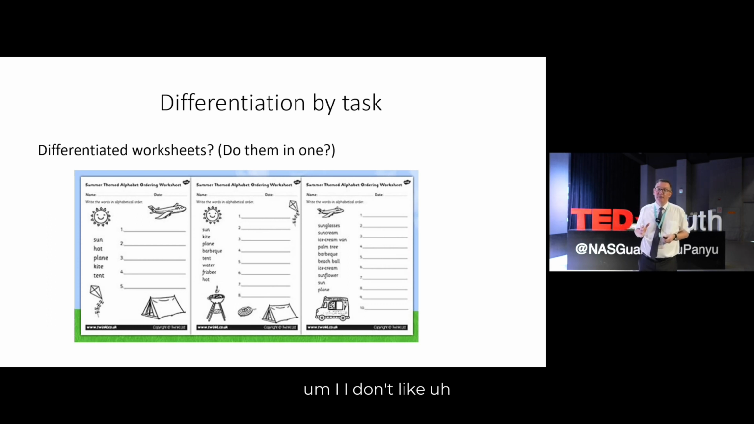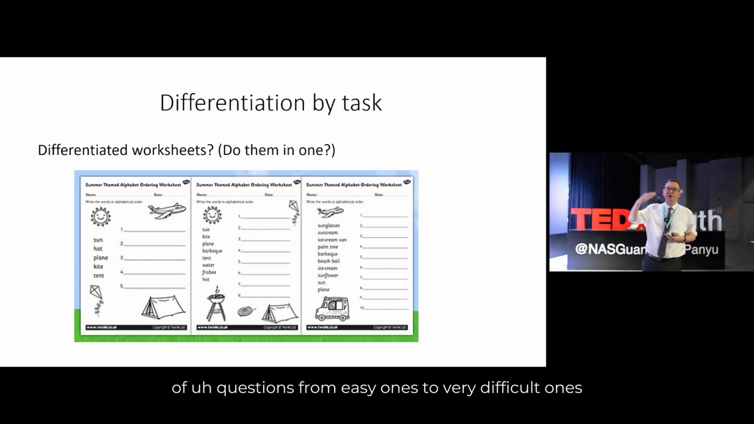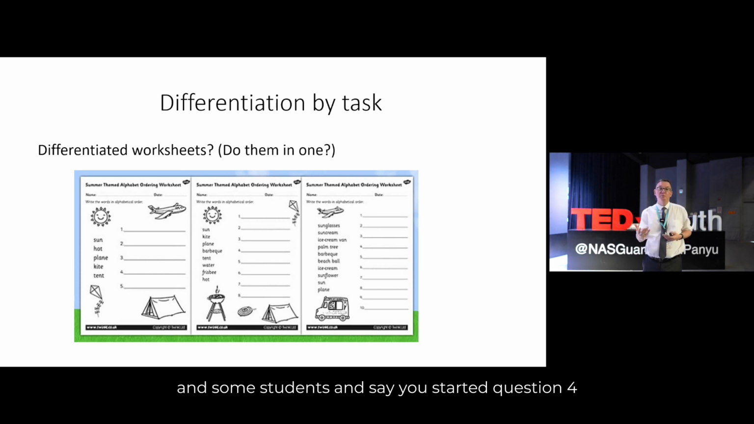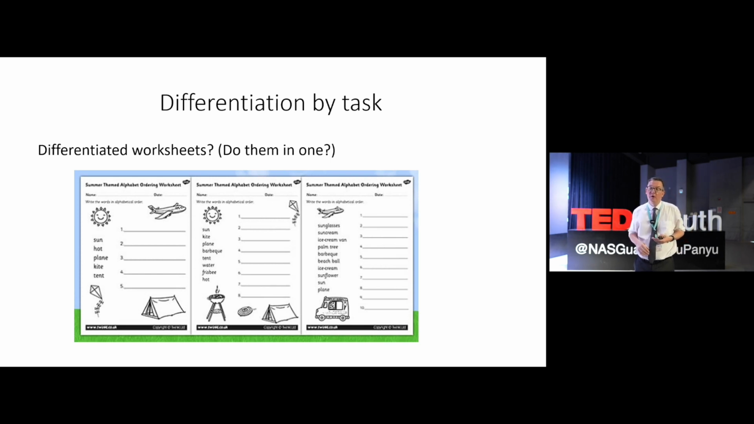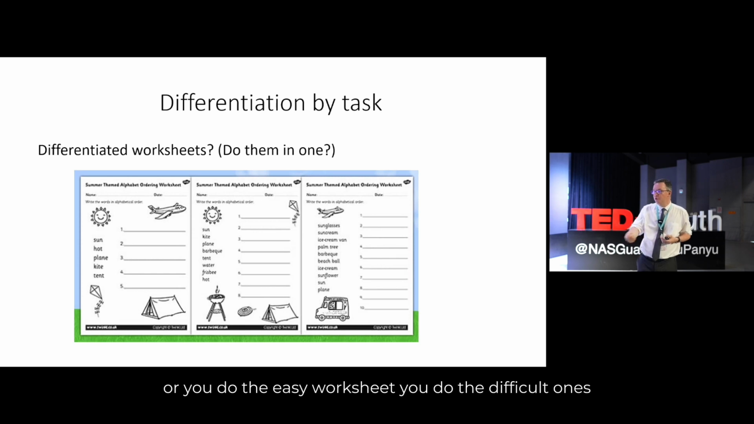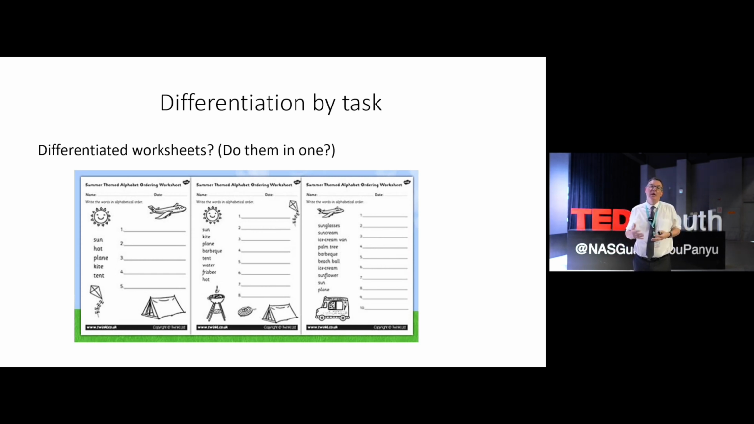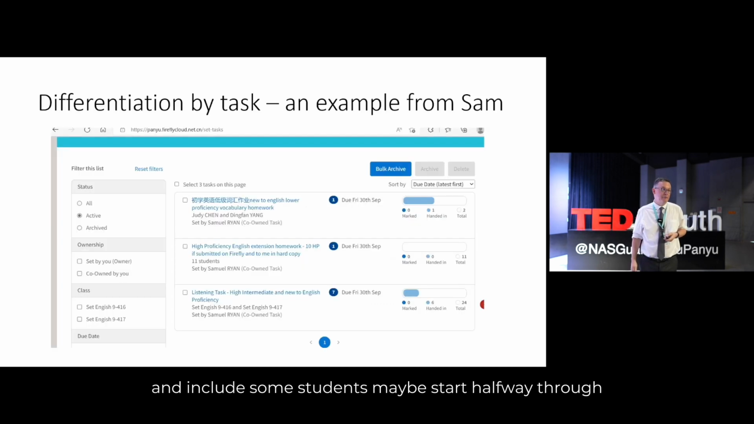I don't like differentiated worksheets, but you can do it within the same worksheet. So many of my physics worksheets will have a whole gradation of questions, from easy ones to very difficult ones. And some students can say, you start at question 4. So there's none of this stigma of, you do the easy worksheet, you do the difficult ones. You can have the full range on one worksheet and encourage some students to maybe start halfway through.